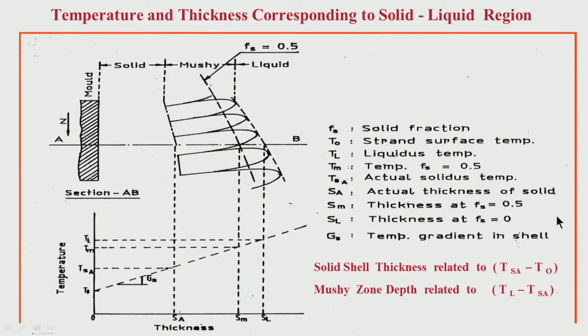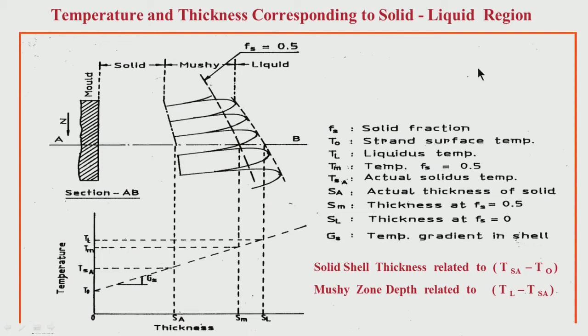Now, if you look at the time of solidification what is happening, look at this figure. This is the liquid pool, this is the solid shell which has already formed because of solidification. In between we have a mushy zone, and the relative thickness of the solid shell and mushy zone during solidification will depend on the different temperatures. What is the temperature of the solid surface, what is the liquidus temperature, what is the actual solidus temperature. So, these 3 temperatures: the liquidus temperature TL, the temperature TSA, that means the actual solidus temperature, and T0, the temperature on the surface of the solid shell. These 3 will determine the relative thicknesses.